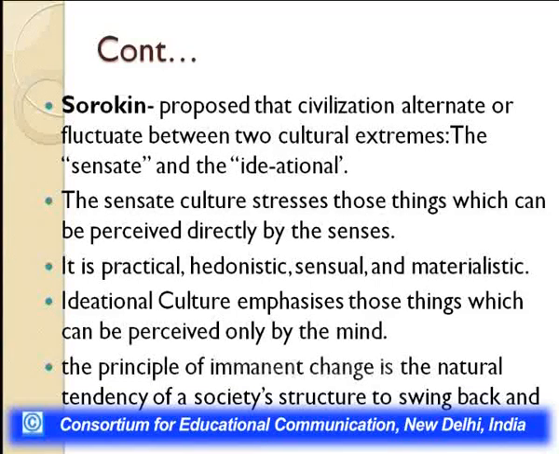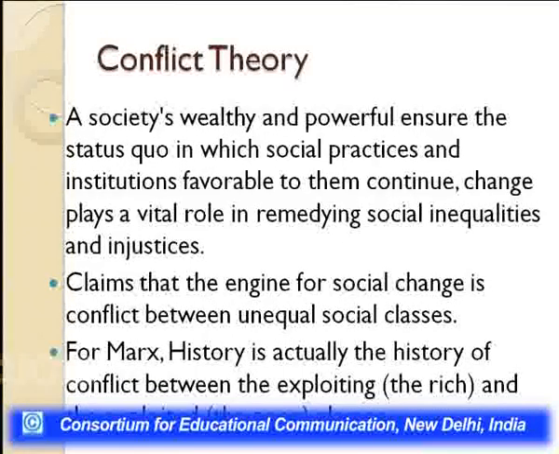Sorokin proposed that civilization alternate or fluctuate between two cultural extremes, the sensate and the ideational. The sensate culture stresses those things which can be perceived directly by the senses. It is practical, hedonistic, sensual and materialistic. Ideational culture emphasizes those things which can be perceived only by the mind. The principle of immanent change is the natural tendency of a society's structure to swing back and forth between ideational and sensate culture.